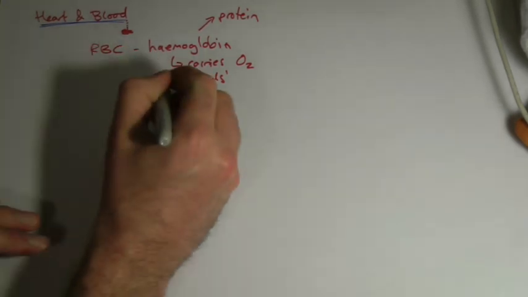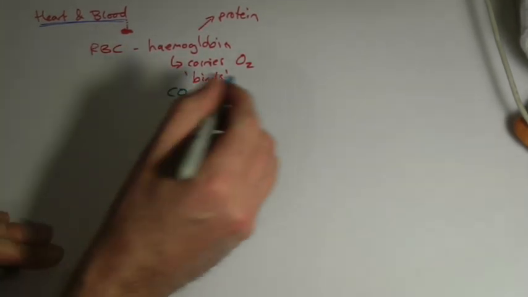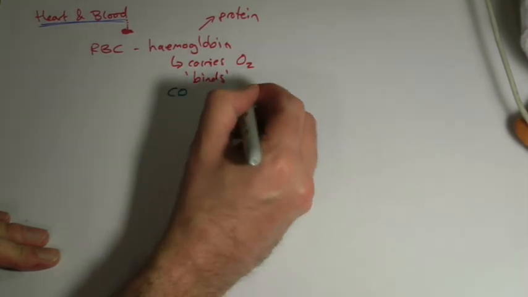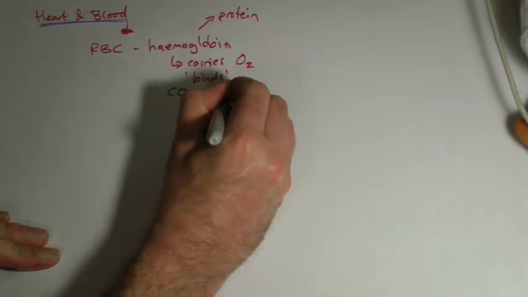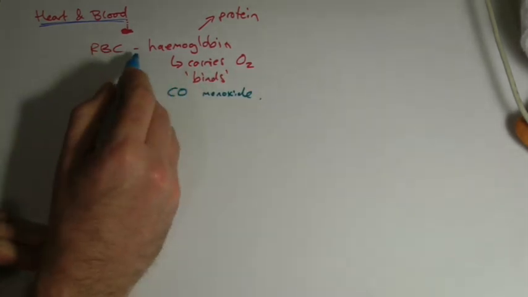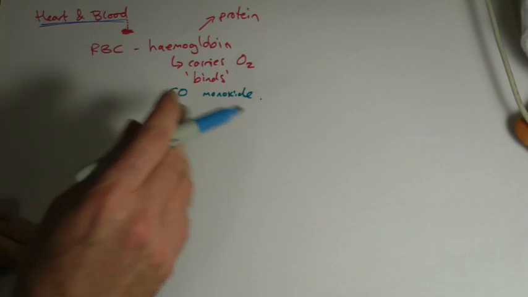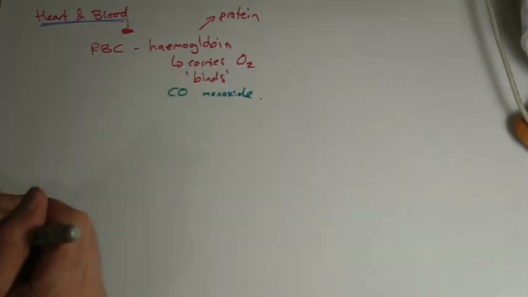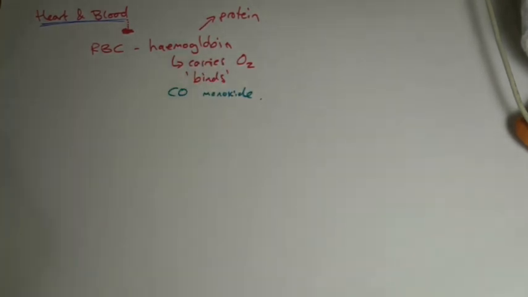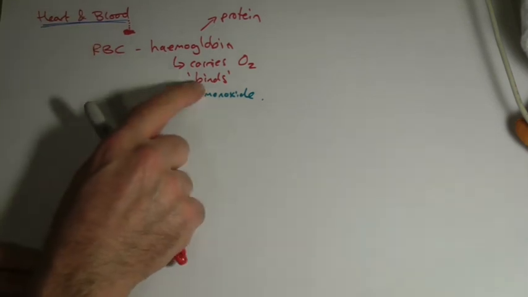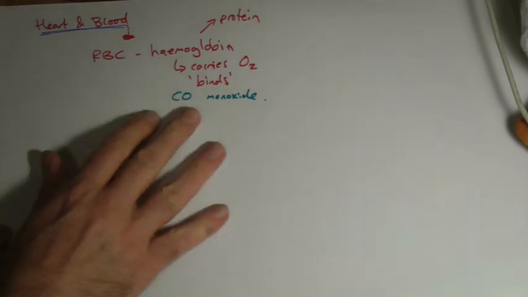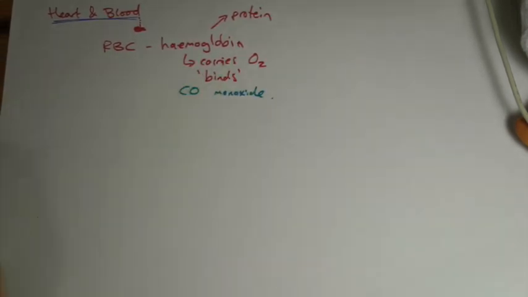You might have come across something called carbon monoxide, which is not CO2 but CO. This, if it binds onto hemoglobin, binds permanently, so it can't get rid of it, which means your red blood cells can't carry as much oxygen around, and this is why it's particularly nasty stuff. So red blood cells carry oxygen around the body, the oxygen binds onto the hemoglobin, and it can also be released. We also have white blood cells.